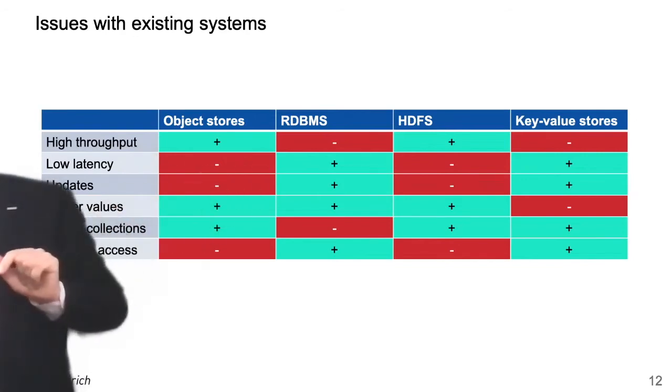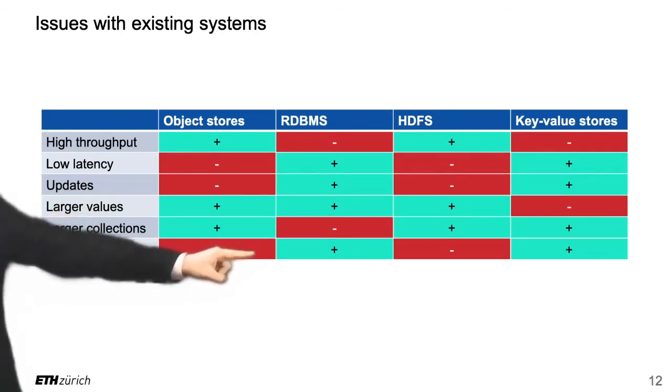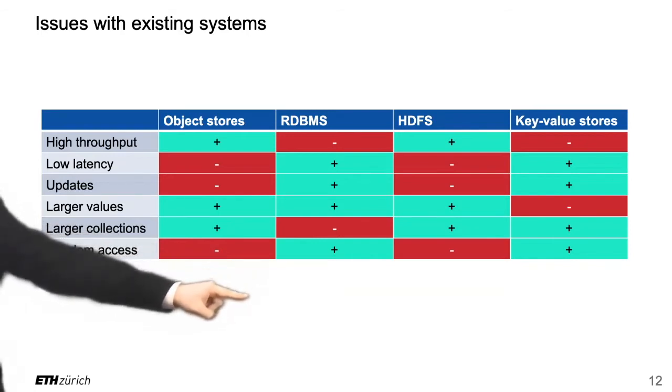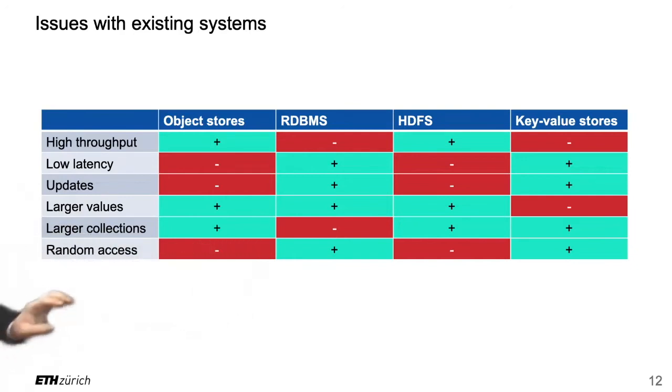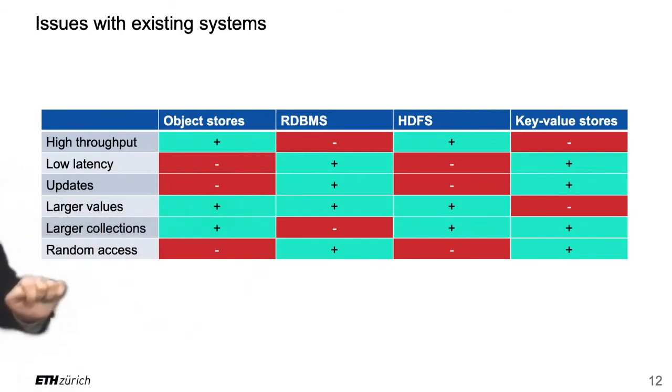What about a relational database management systems? Well, it's low latency, you can update the data, you can have larger values. These are called CLOBs and BLOBs, right? CLOBs is character large objects, and BLOBs is binary large objects. Larger collections, no, because this sits on one machine. So maybe you can go to 1 million. You can go today to 1 billion because now we have more space, but back then 1 billion was unthinkable for a relational database management system, certainly not trillions. Random access, that works.